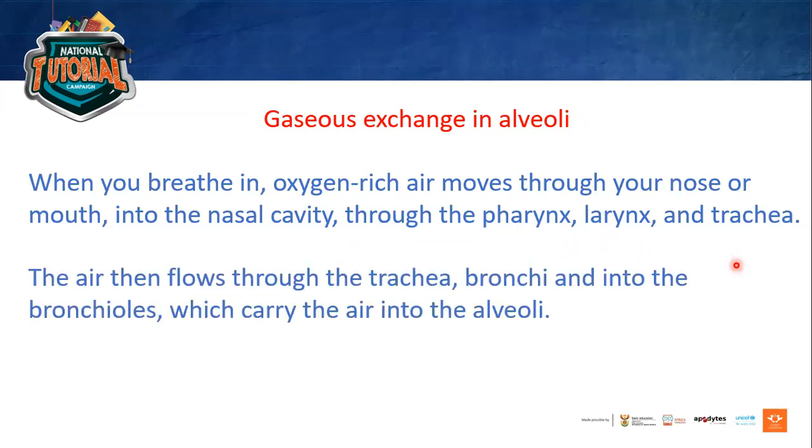The air that has now moved to the trachea will then flow from the trachea where to? Into the bronchi, and then the bronchi will form more branches. And as they form into branches, what are those branches called? The bronchioles. The bronchioles are the ones that will carry this air into the alveoli.